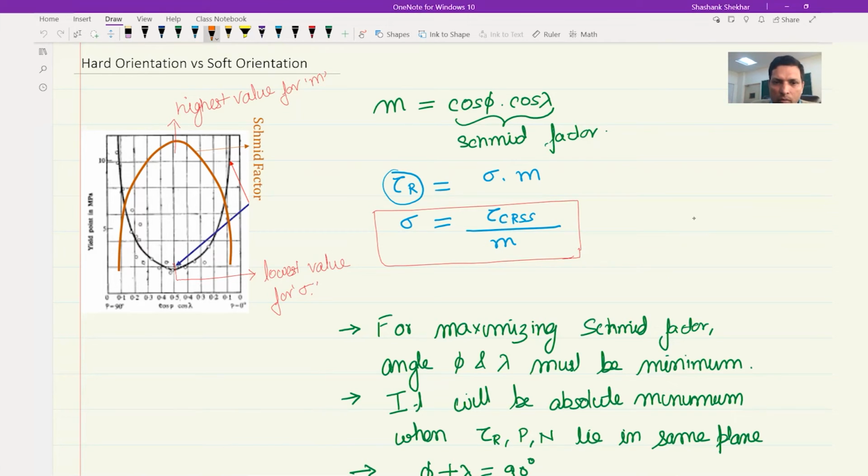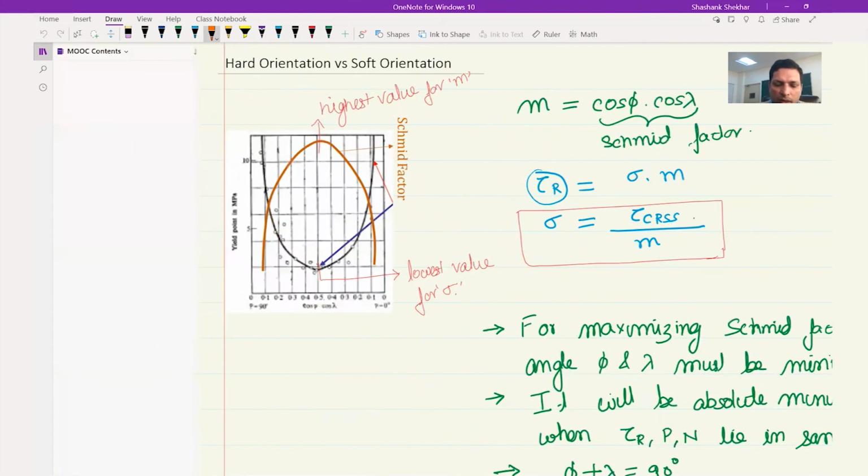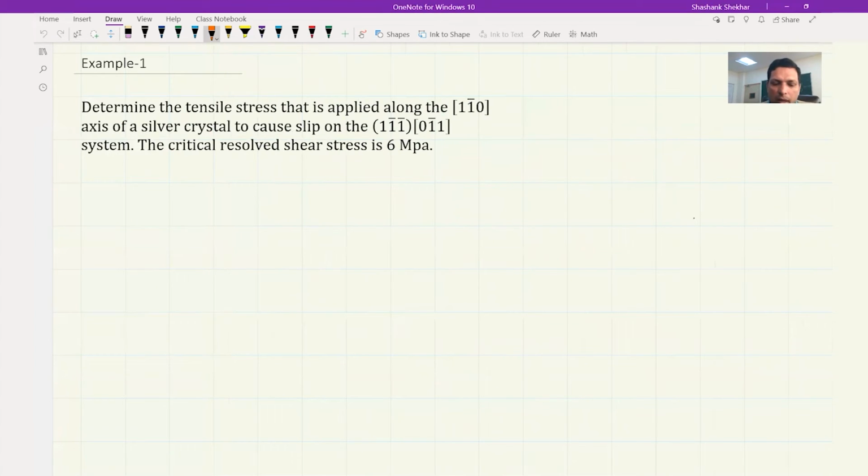no amount of tensile stress can make dislocations move on a plane which is just normal to it, because the simple reason is that there is no component of load, which would be stress, which can lie on this particular normal to it. So that is the reason that makes it hard orientation. Okay, so with that, now let's try and solve an example.